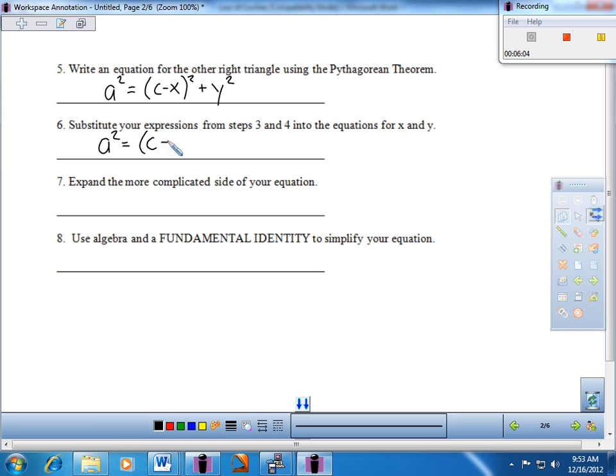I get c minus, now remember I asked you to solve for x, and this is what x is, b cosine of a, good, and then squared. And then instead of y, everybody, it should be b sine of a. Okay, so all I'm doing is just good math, guys, substituting one in for the other. And now, as you can see, it's all in terms of a's and b's and c's. It does say, as you're going to see momentarily here, and this is going to get a little hairy. I don't mind doing the work up here to kind of show you what's going to happen.